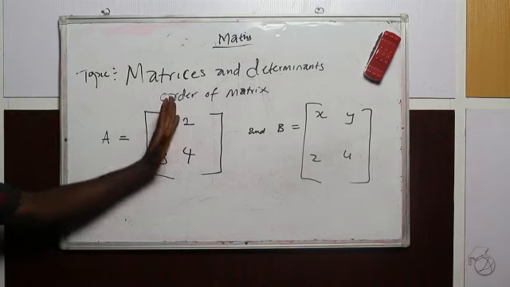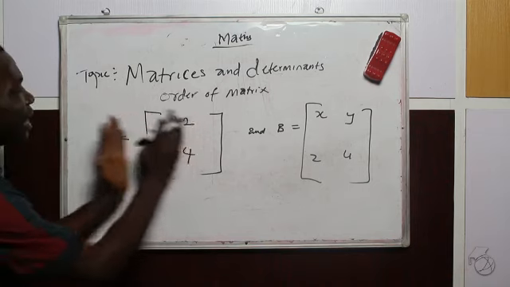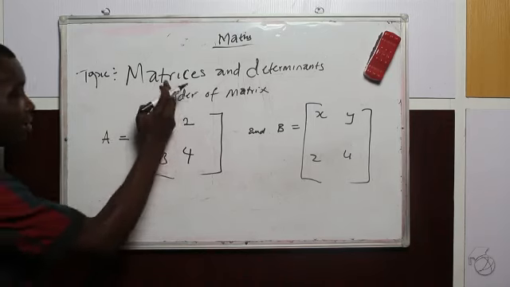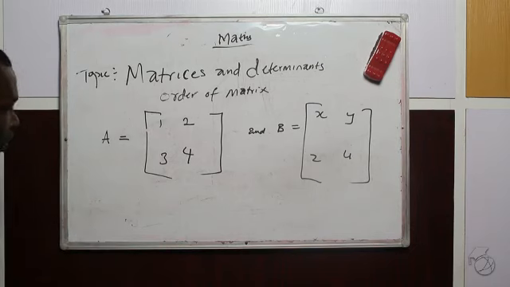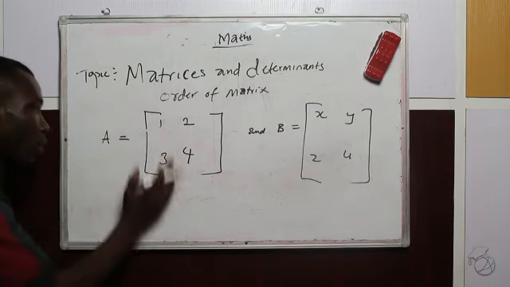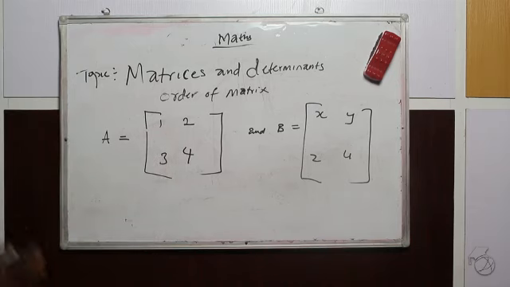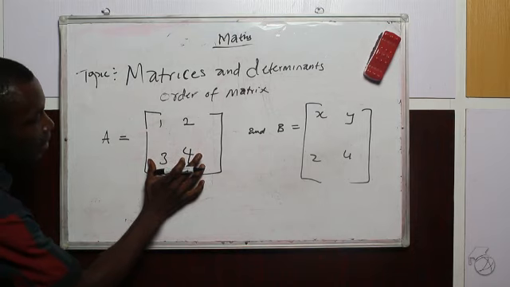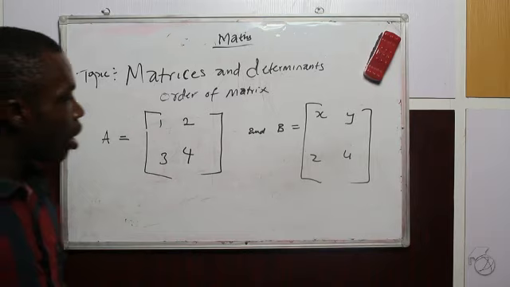So the order of this matrix means the elements that compose matrix A are arranged in columns and in rows. That is, 1, 3 in a column, 1, 2 in a row. So the elements in this matrix A are arranged both in columns and in rows.